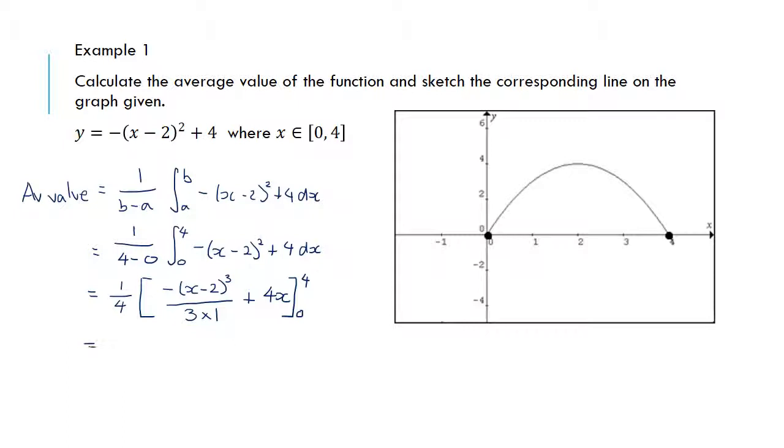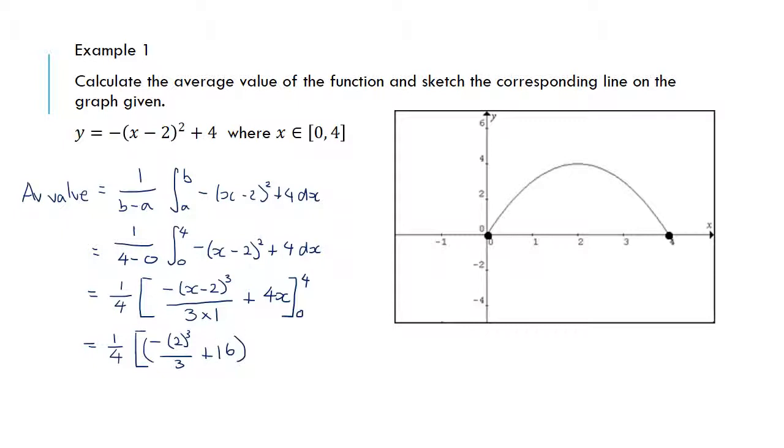So now if we start substituting in values, we have a quarter. We sub in our top terminal, so I will get negative 4 minus 2 gives me 2 cubed over 3, plus 4 times 4 is 16.